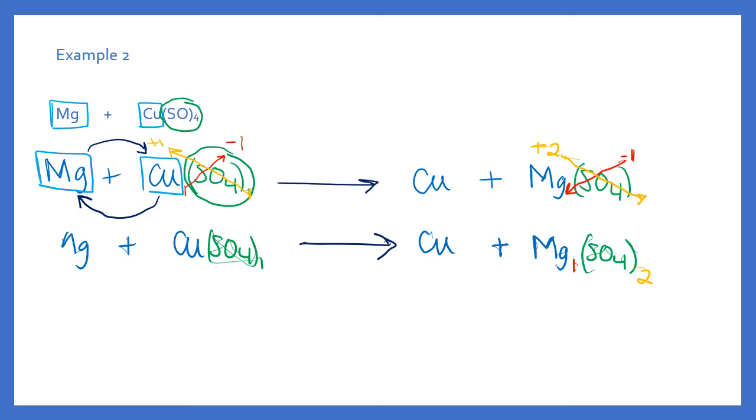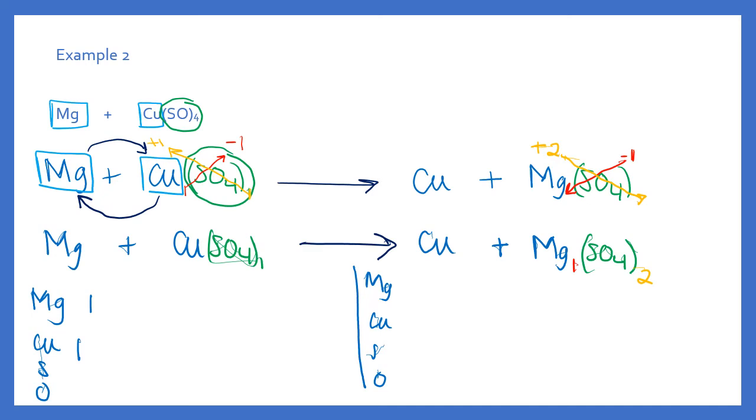Okay, so we have determined our metals and our nonmetals. We have swapped them, determined charges, crisscross the charges, and now it is time to balance. God, this is bad. I have to restart this program. Okay. Magnesium, copper, sulfur, oxygen. Magnesium has 1, copper has 1, sulfur has 1, oxygen has 4. Magnesium has 1, copper has 1, sulfur has 2, and oxygen has 8.